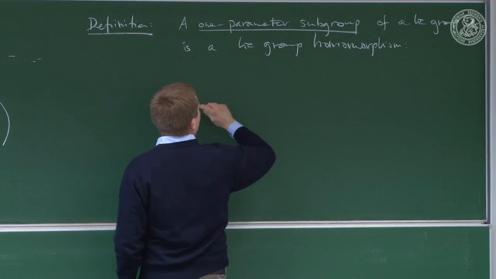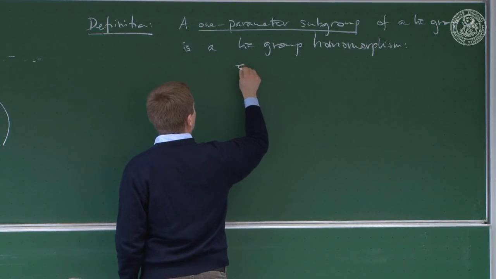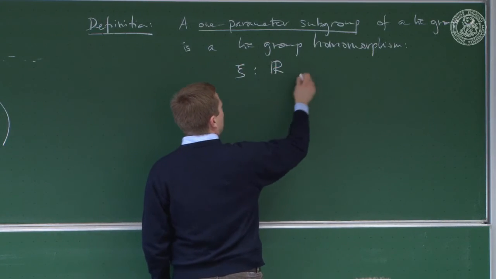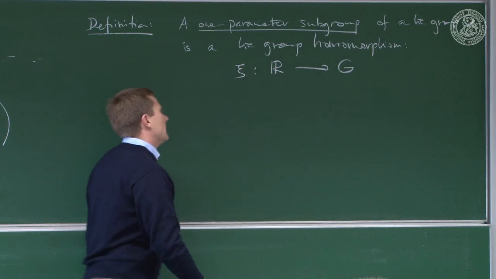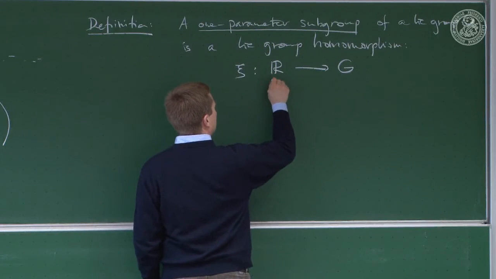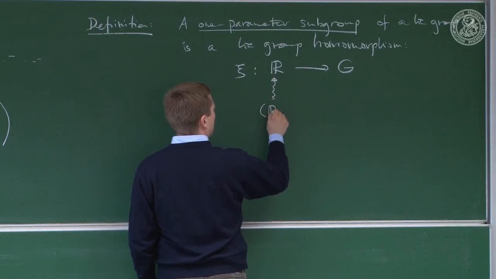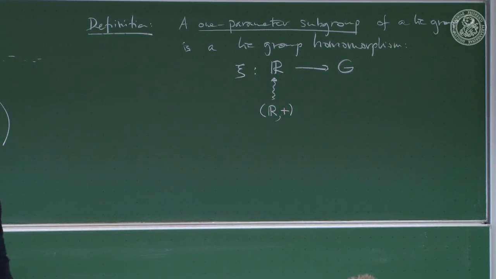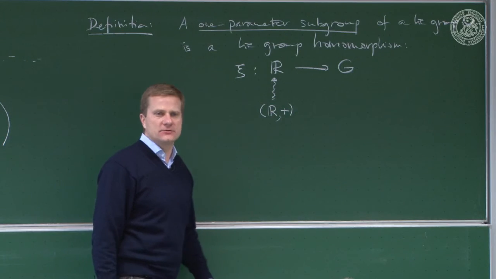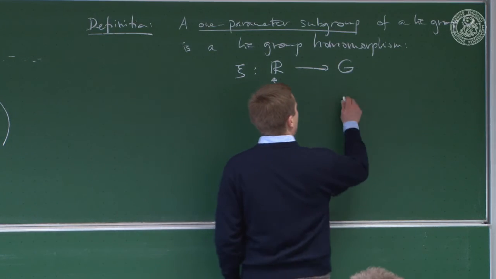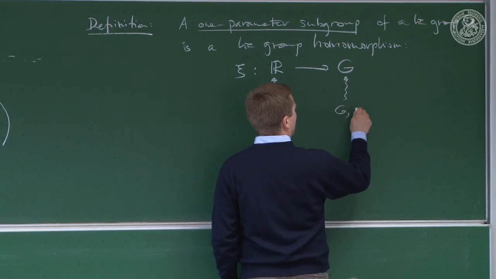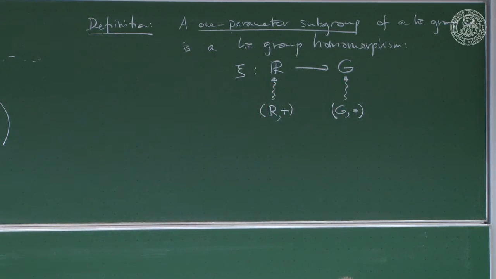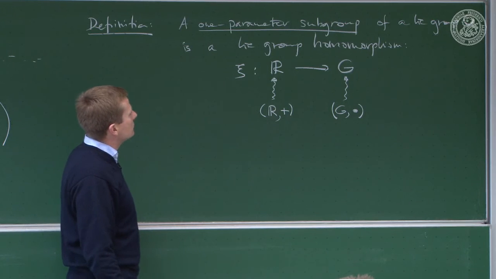That means a smooth map, let's call it Xi, a smooth map that goes from the Lie group R into the Lie group G. But in order to have R being a Lie group, I need to tell you what the group operation is, and I just use the ordinary addition, which of course makes R into an abelian group. And on G, well, we have some blob, and the blob is smooth and so on. Okay, is a Lie group homomorphism.